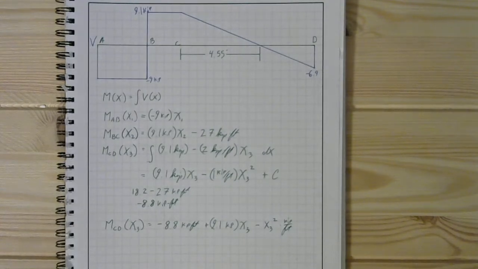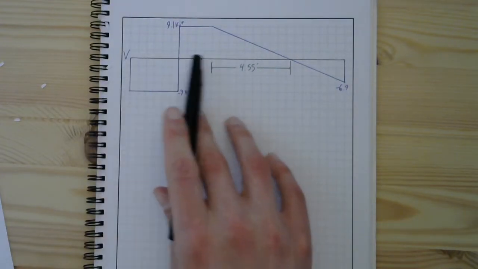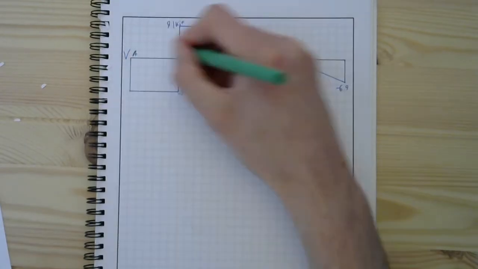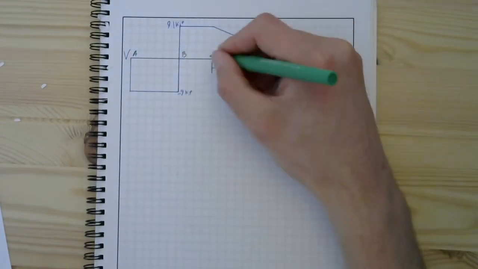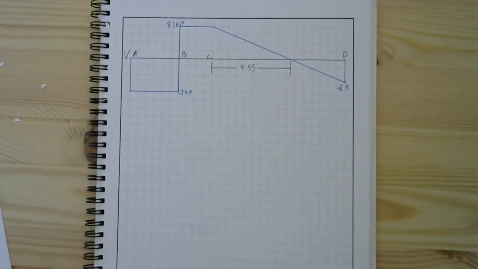Welcome to the third video for the first problem for the second exam. In this one, we'll use the shear functions and the shear diagram to determine the moment equations for our moment diagram. Now that we have the shear functions from A to B, from B to C, and from C to D, we can determine the moment functions.